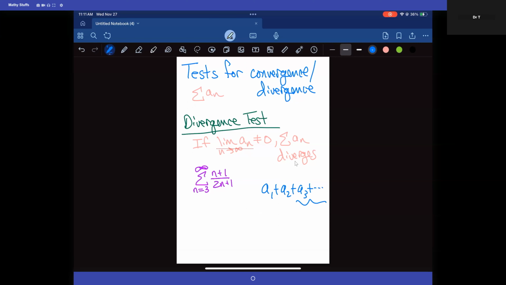If you're adding infinitely many things, again, if I'm stacking infinitely many blocks, the blocks need to get smaller and smaller. That should be just the thickness, not the width there. But the blocks have to get smaller and smaller if I hope for this thing to not keep rising and have some ceiling on it. So that's what the divergence test tells us.